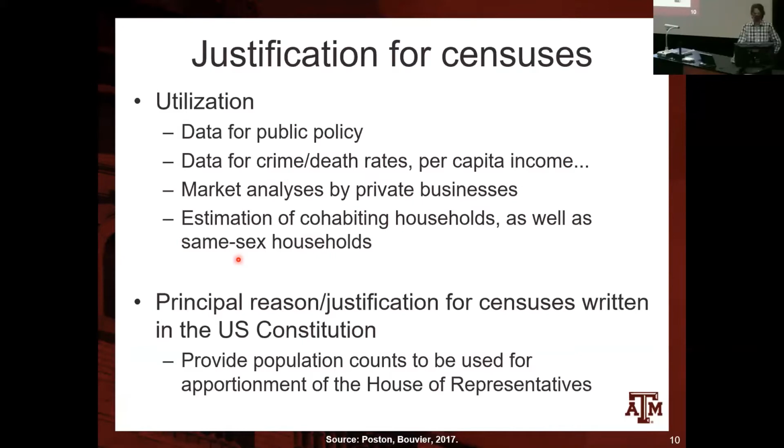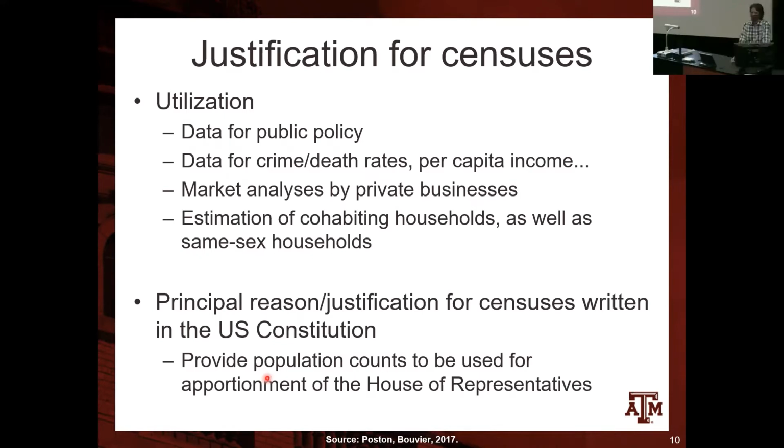In the US specifically, the principal justification for censuses is written in the US Constitution. It should provide population counts to be used for apportionment of the House of Representatives. So the idea is to count everybody in all the different localities in the US, and based on the size of the population of each state, the number of representatives in the House of Representatives will be determined.